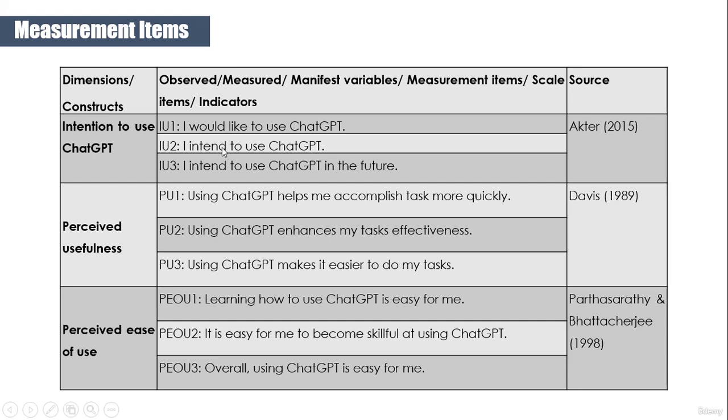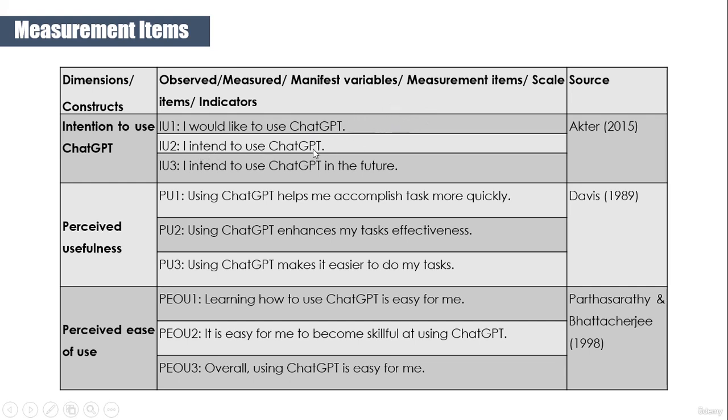So say there are 3 items, at least 3 items should be taken. Actually you can use only 1 item, but it is not feasible, because by asking only 1 question you cannot directly measure their intention. Say for example this is measured on a Likert scale from strongly disagree to strongly agree. So strongly disagree is 1, disagree 2, neutral 3, 4 is agree, 5 is strongly agree. So maybe: I would like to use ChatGPT.